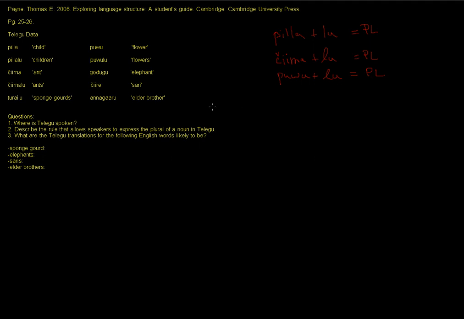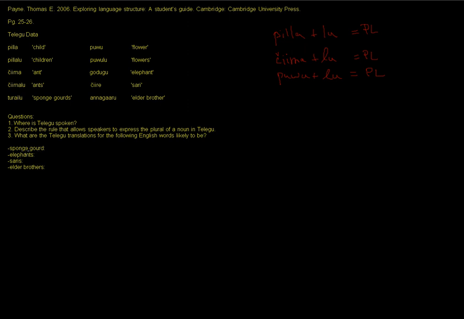Okay, now the other words down here, they don't have pairs. So we just have this word that means sponge gourds, which is plural, and we have this word that means elephant, which is singular, and this word that means sari, which is singular, and elder brother, which is also singular. This goes down to the next question. What are the Telugu translations for the following words likely to be?